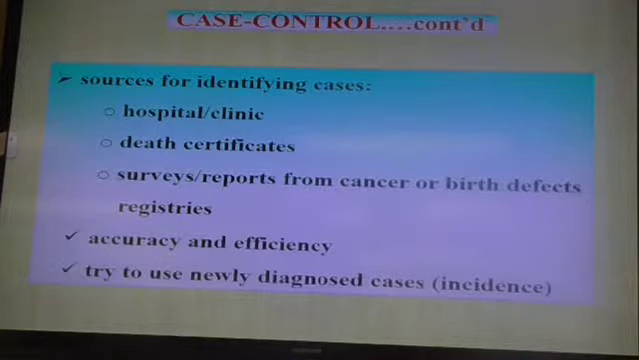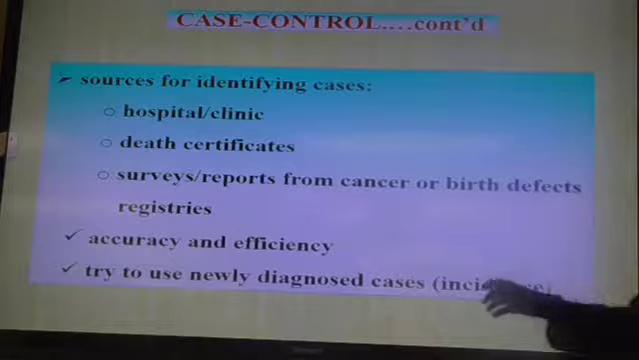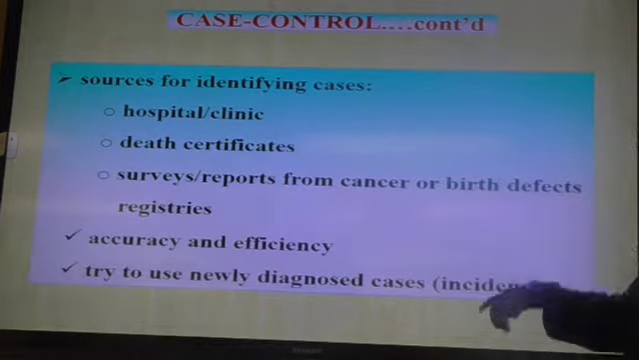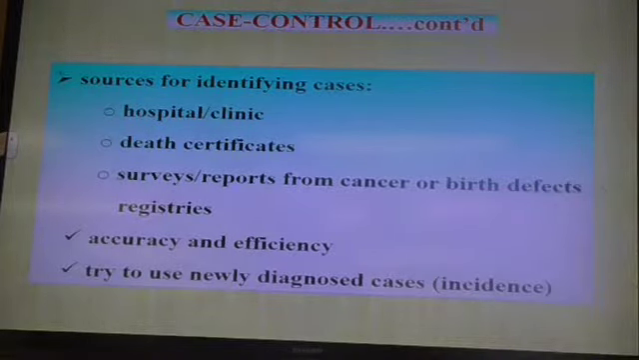But always we try to use newly diagnosed cases, incident cases, so the newly arrived. Otherwise, if you are looking at prevalent cases, you may just end up picking those that survive. So if the case is rapidly fatal, then the best way to look at it is what? You just record the cases as they initially come in, especially in the hospital. So always look for newly diagnosed cases.